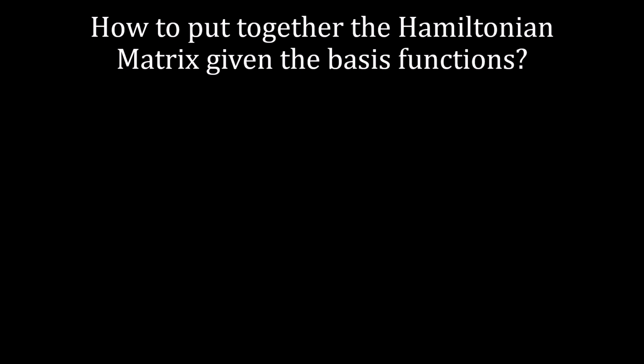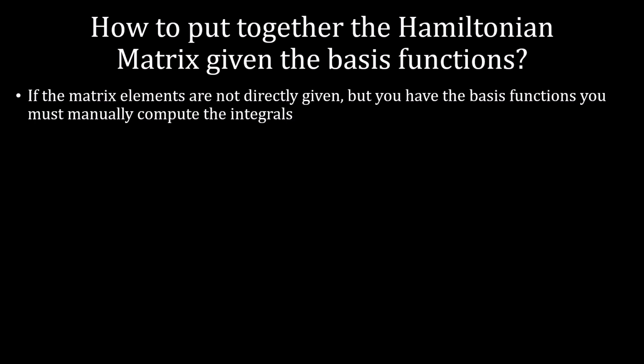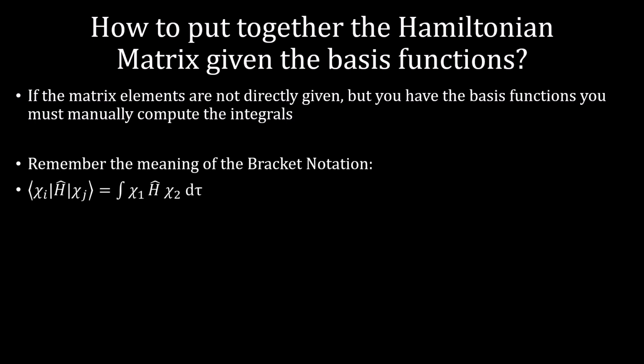But now, sometimes we may not be given the matrix elements, and instead we may have to find them. When that's the case, we're going to have to manually compute the integrals. To do that, we're going to remember the meaning of the bracket notation. The bracket integral of chi i Hamiltonian chi j is equivalent to the integral of chi i conjugate. I didn't write the conjugate here because typically our basis functions will be real, but technically we could have the conjugate there. Then the Hamiltonian operator applied to chi j, and then d tau.